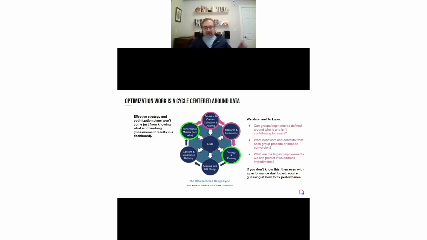So how do we understand types of people? Who is converting, who isn't converting, and how there are types within research and forecasting? What behaviors and context from each group precede or impede a conversion? So what are the things that we see? It could be correlation, it could be actual machine learning models, or it could just be simple regression, or it could just be graphs, right?